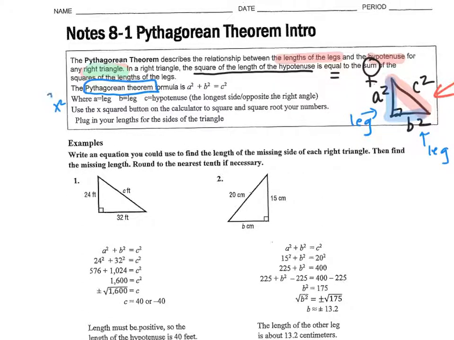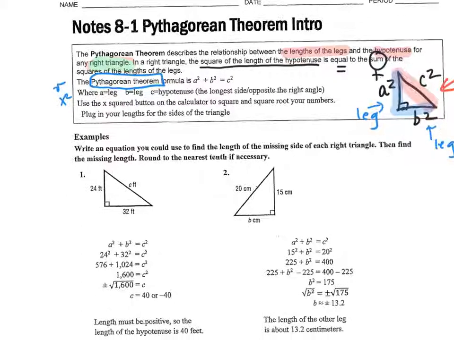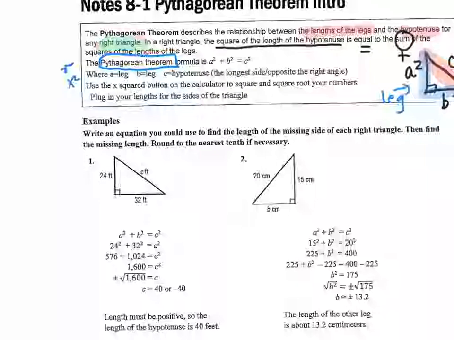Use the x squared button on the calculator to square and to square root your numbers. So remember, in blue above that is the square root. Plug in your lengths for the sides of the triangle. So each time we're going to use this formula, okay? For every single time we solve this, we're going to use that formula.